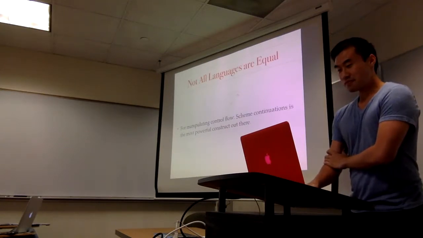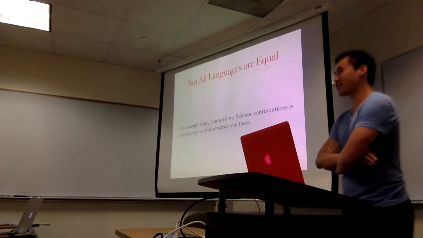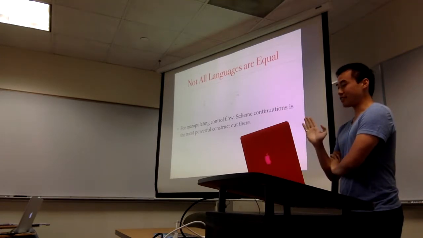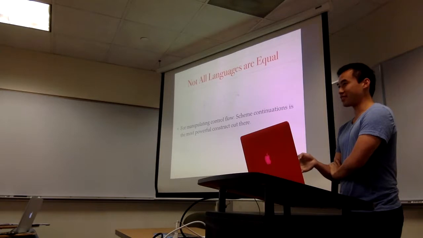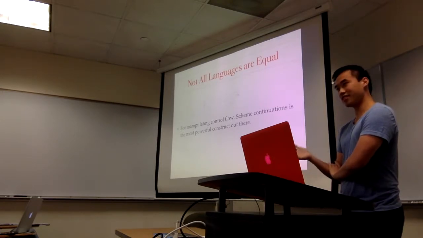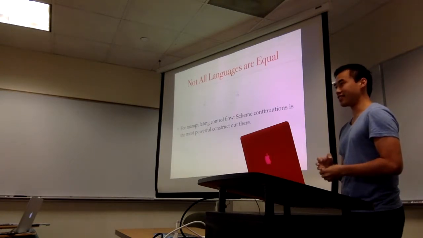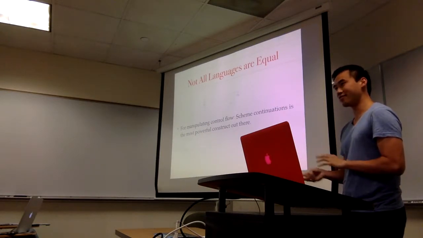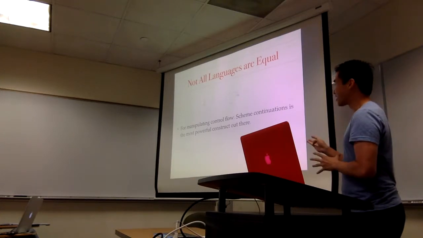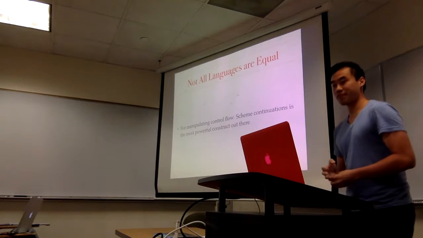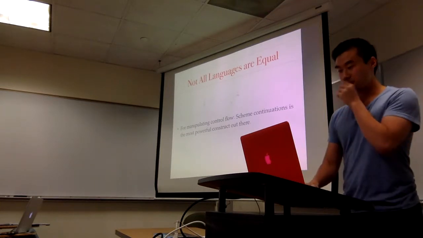So basically, not all languages are created equal. So the implementation with the least code was longjmp and setjmp. And if your C implementation doesn't have longjmp and setjmp, then you're forced to do it the other way. Right? So if you're playing around with languages and you're investigating different ways of manipulating control flow, Scheme continuations is probably the most powerful construct there is. So I'm just going to throw that out there.